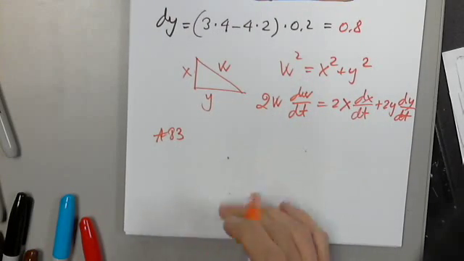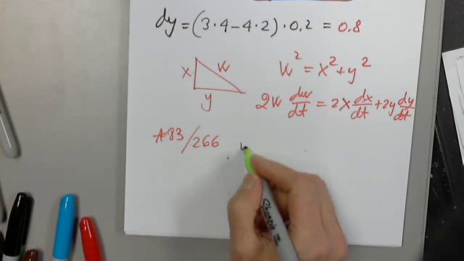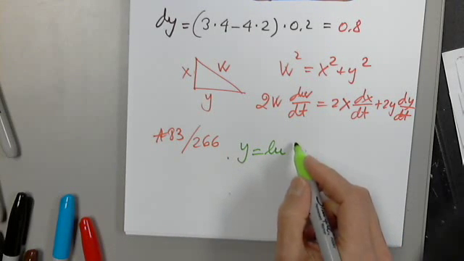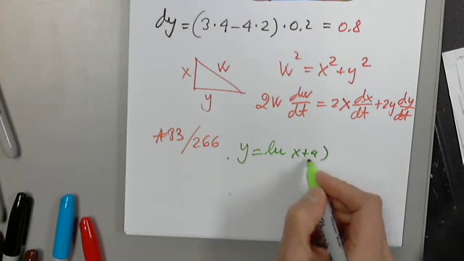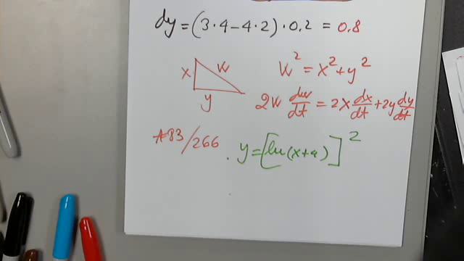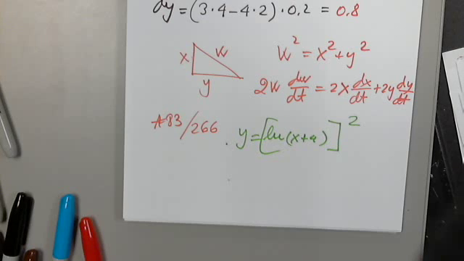On page 266. At what point on the curve y equals (natural log of x plus 4) squared is the tangent horizontal? At what point is the tangent to this function horizontal?